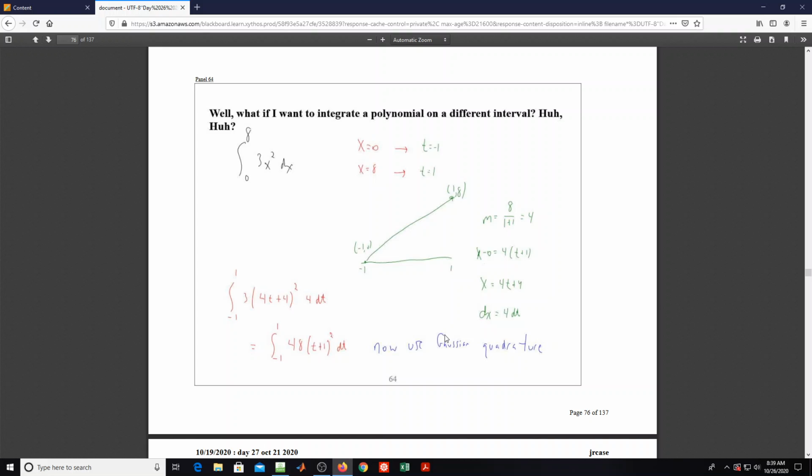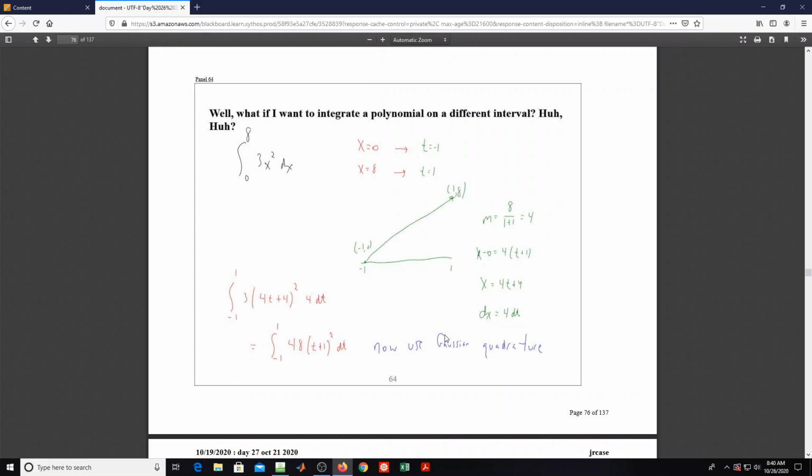Yeah, Rachel. Or Raquel. What was that? You figure out t just by wanting it to be between -1 and 1? Yeah. And so if that's the case, you've got the point -1, 0 and the point 1, 8. And so you figure out the slope and you get the equation of the line. X is 4t plus 4 and dx is 4 dt. So you can then substitute for x what it is in terms of t and for dx 4 dt, and then go ahead and use Gaussian quadrature.